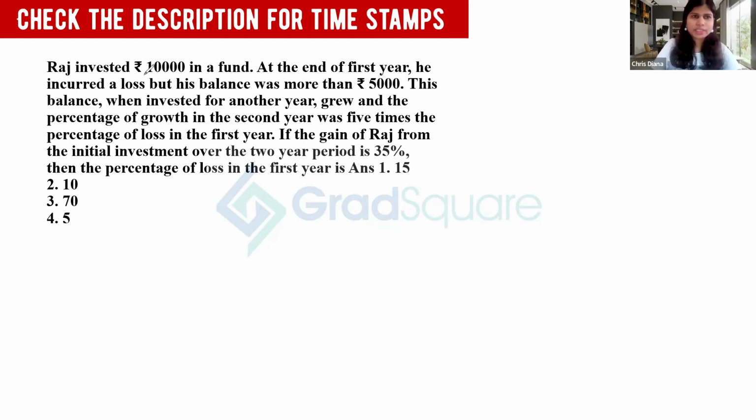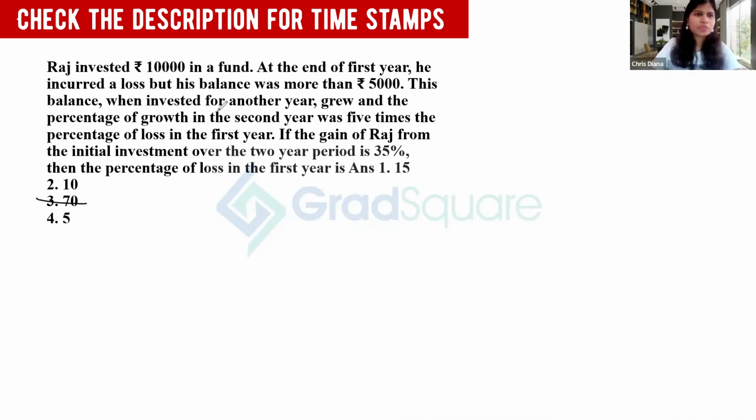So Raj invested 10,000 in a fund. At the end of the first year, he incurred a loss, but his balance was more than 5,000. So from here, I can say that the loss is going to be less than 50% because his balance is going to be more than 50% of the amount that he has deposited. So the question is also asking about the percentage in the first year. So I can cancel off 70% because the loss is to be less than 50%.